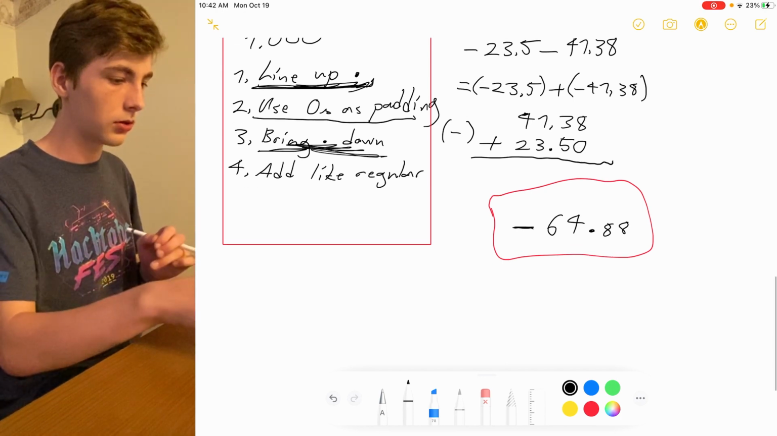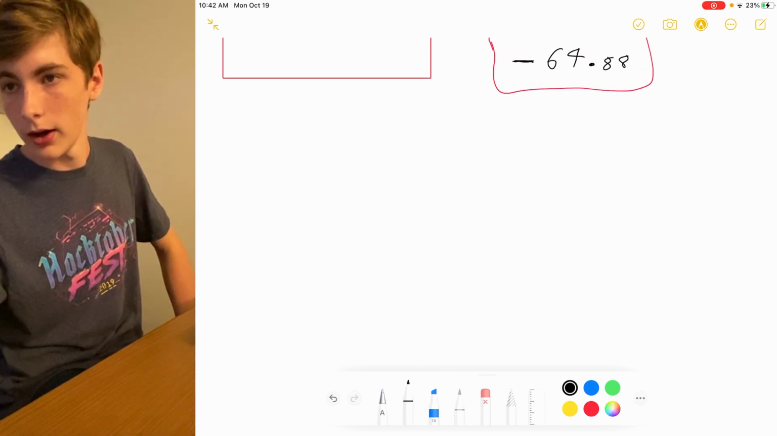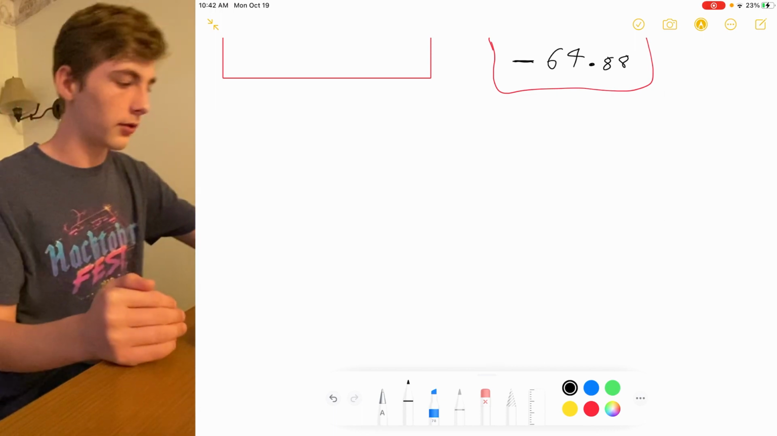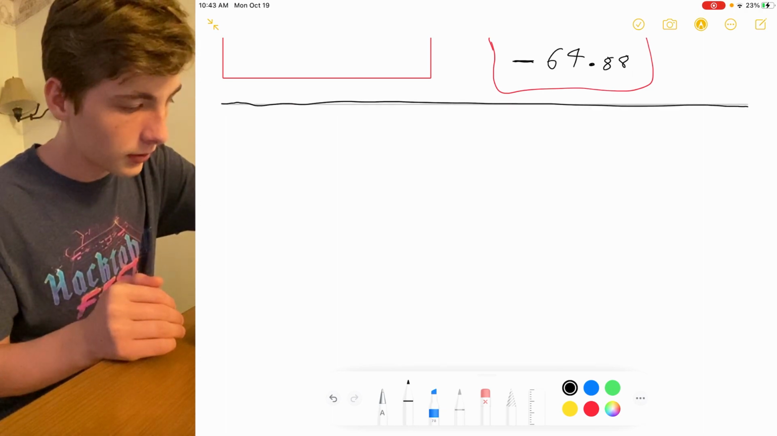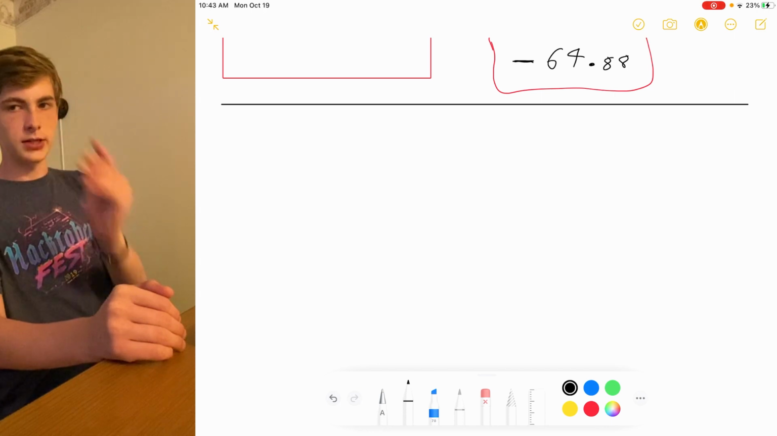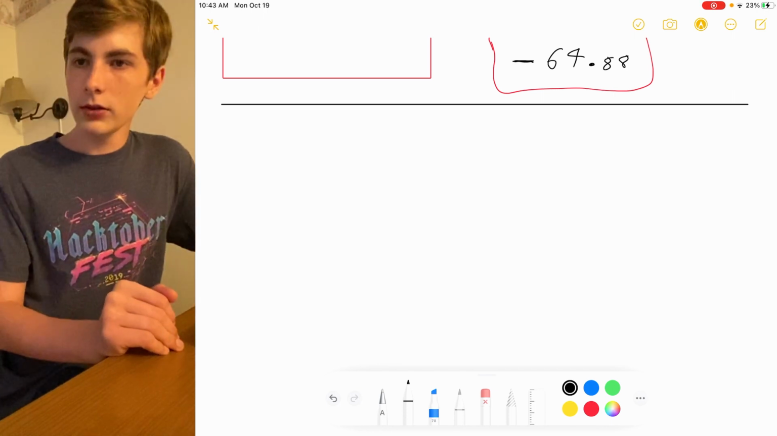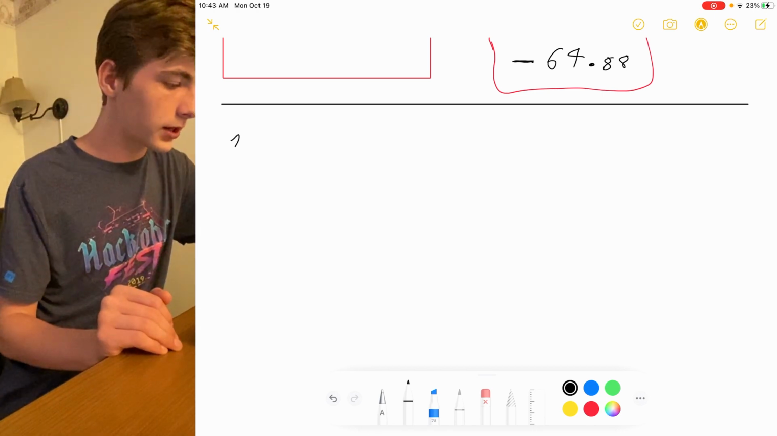Okay. Let's now go to multiplication and division. So adding and subtracting are kind of both the same with decimals. When we're doing multiplication and division, they're going to be different, right? Because we have different ways of doing that. The multiplication rules, they're going to be kind of similar.